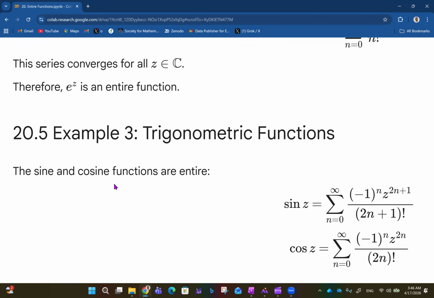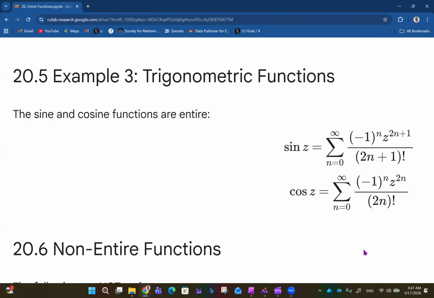Example 3 is about trigonometric functions. The sine and cosine functions are entire in that sin z is equal to the summation from n equals 0 to infinity of (-1)^n z^(2n+1) over (2n+1) factorial. And cos z is the summation from n equals 0 to infinity of (-1)^n z^(2n) over (2n) factorial. Of course, sin z is an odd function, whereas cos z is an even function.